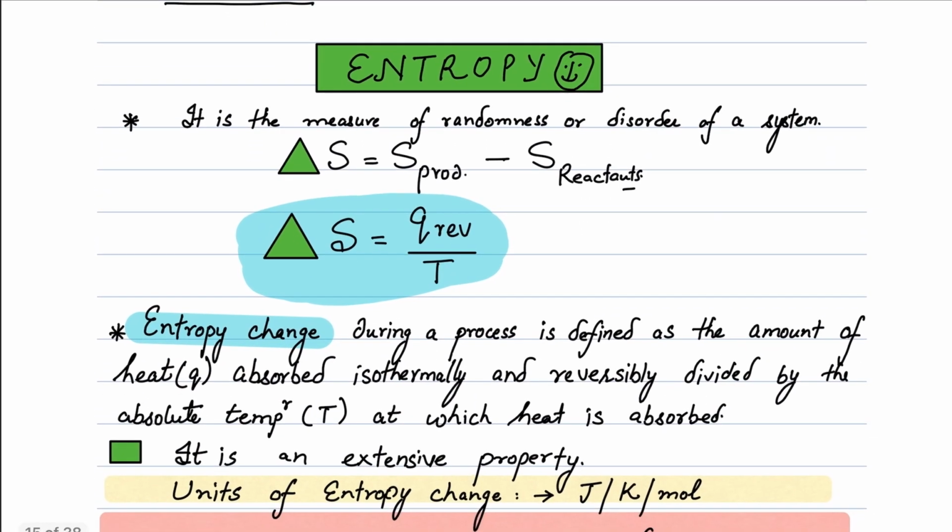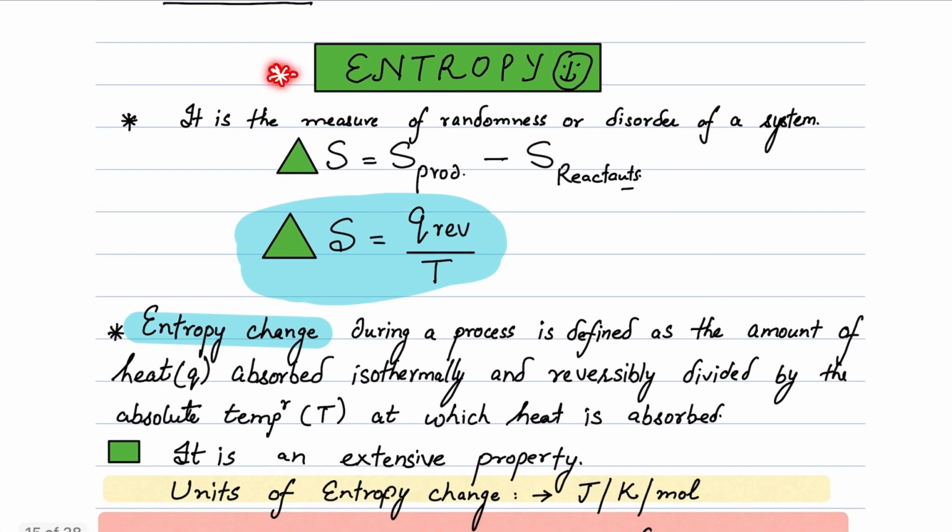So now let's properly define what is entropy. It is basically the measure of randomness or disorder of a system. So delta S can be written as S products minus S reactants, or I can say that delta S is equal to Q reversible upon T, that is temperature.